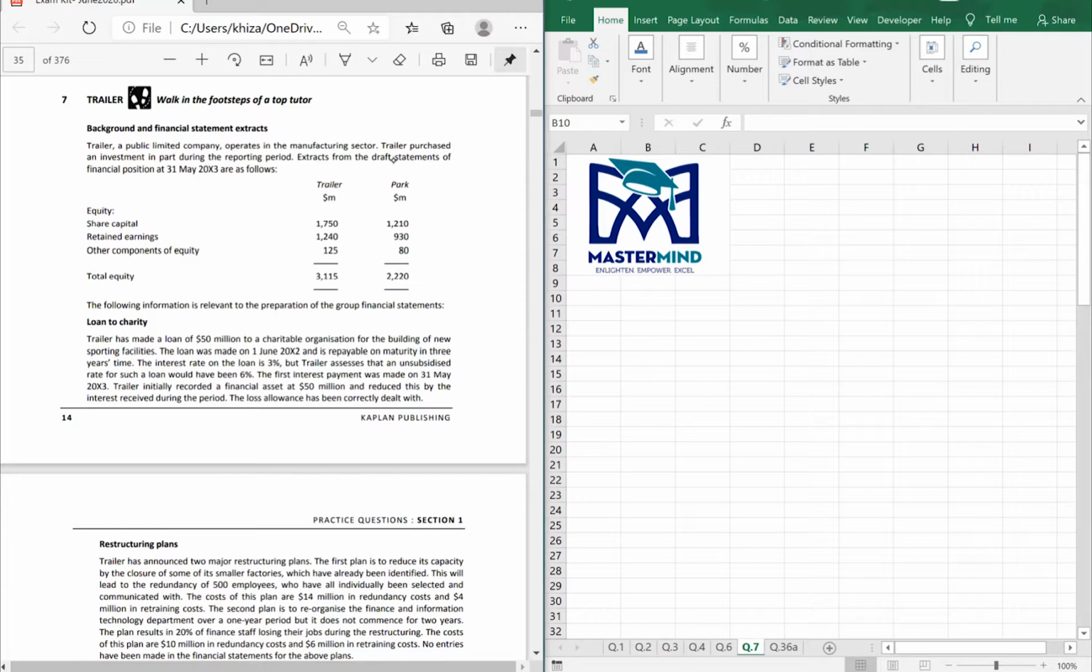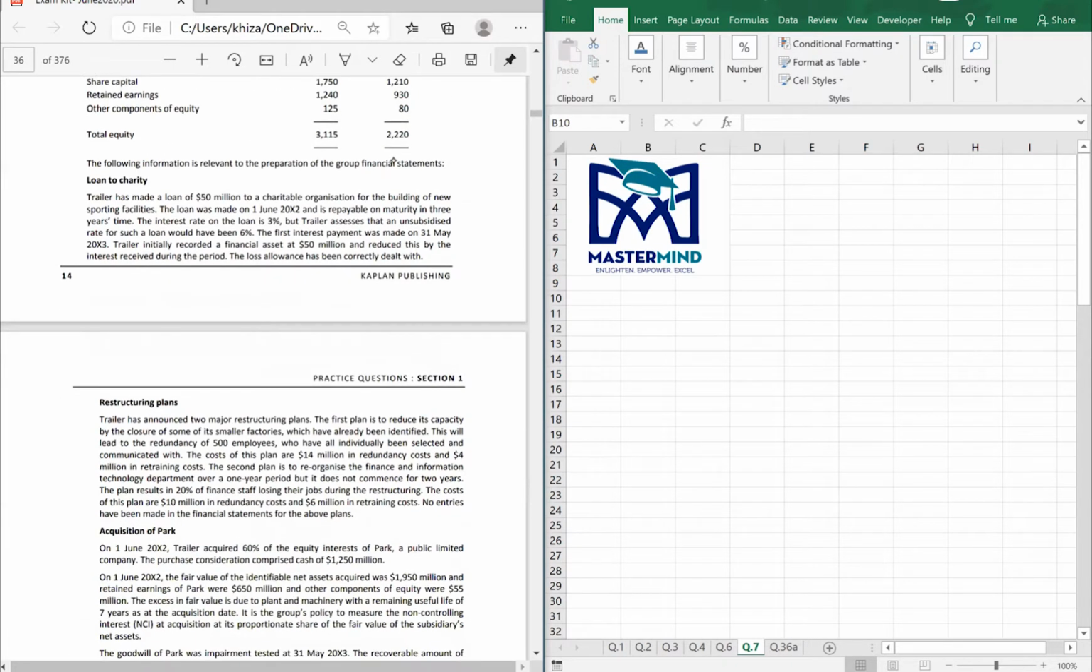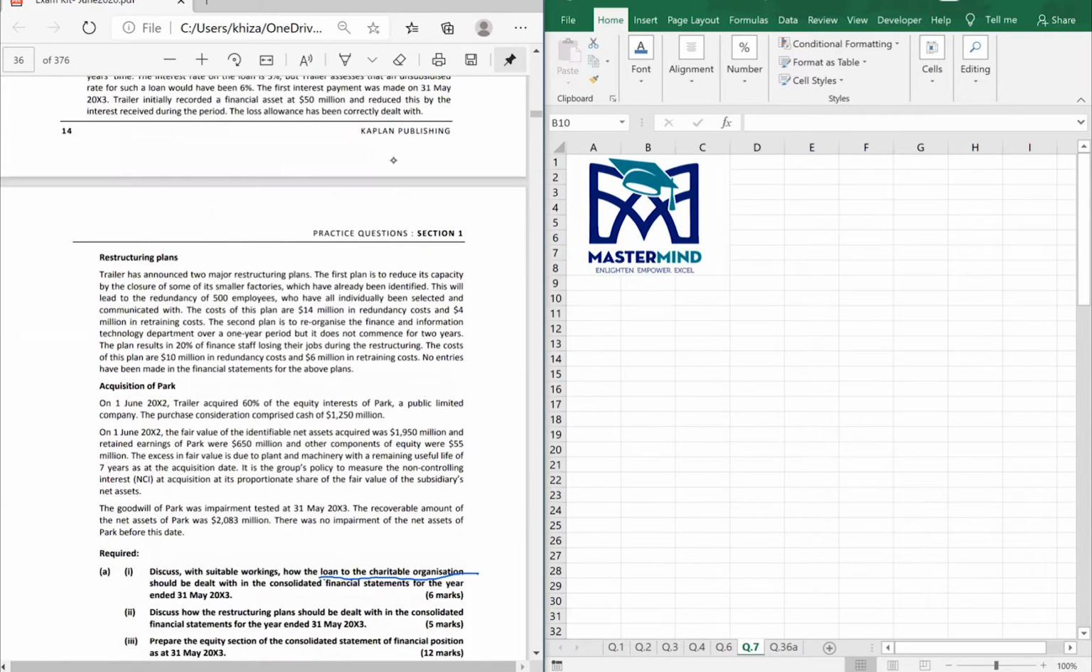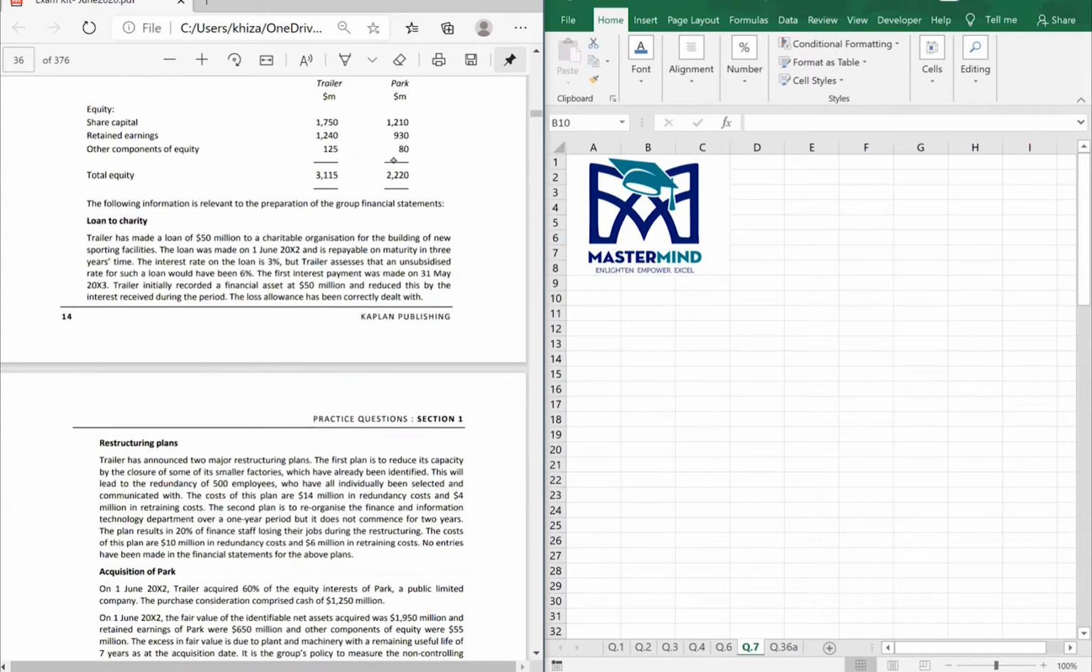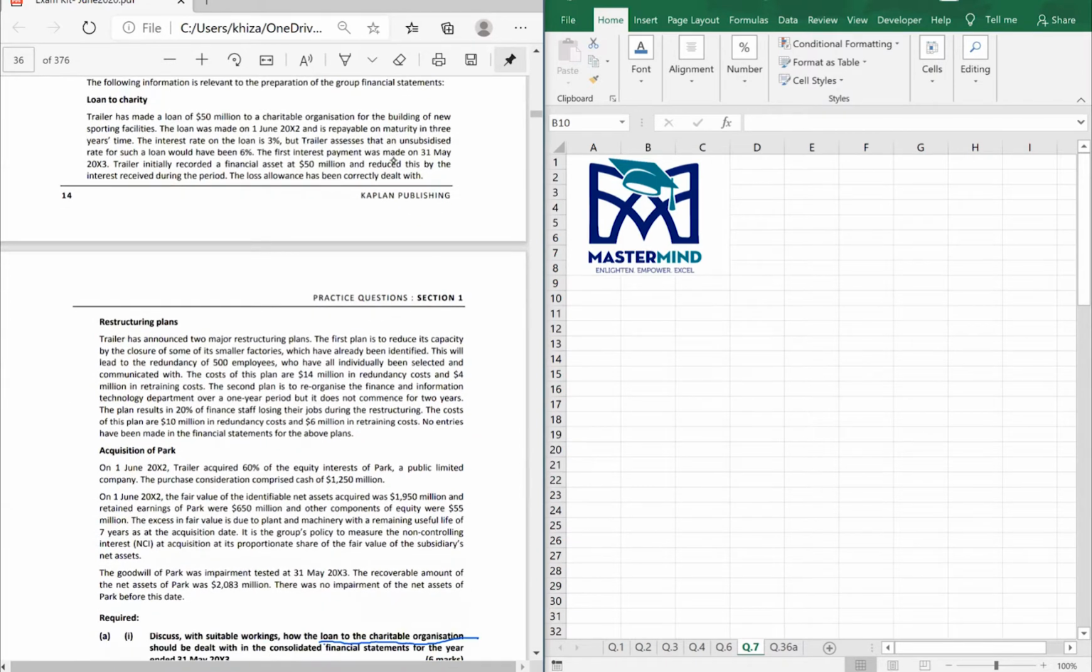So for this question, for example, loan to charity is probably IFRS 9, restructuring plans probably IAS 37, and acquisition of Park is probably consolidation. If you look at the structure of the question, the examiner has already bifurcated the question for you guys. If the examiner is making it easy for you to read the question and extract the information, why do you want to make it difficult for yourself?